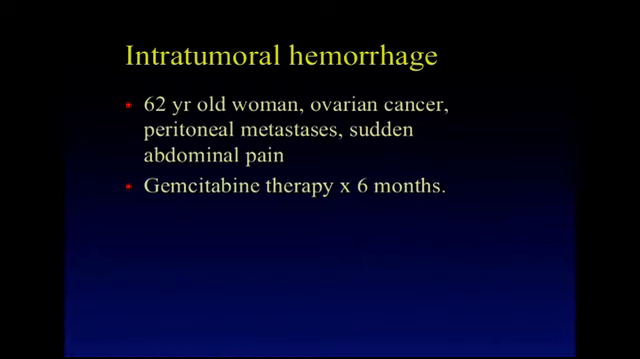I'd next like to turn now to examples of intratumoral hemorrhage and how they can lead to acute symptoms. This was a 62-year-old woman. She had ovarian cancer with known peritoneal metastases around the liver, and she experienced sudden abdominal pain, and she had been on gemcitabine for the past 6 months.